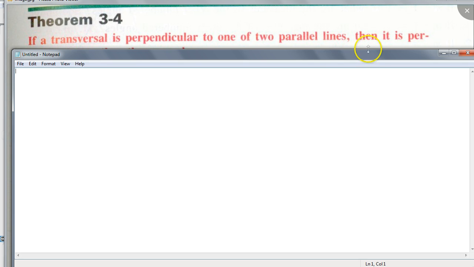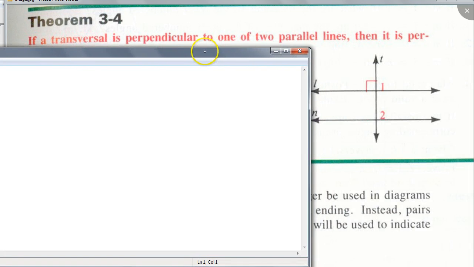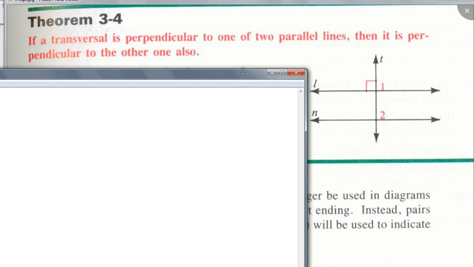Let me give you a hint. Here's a picture. So what they're saying is, you've got a transversal which is perpendicular to one of the two parallel lines. So in other words, L and N are parallel, right? You've got a transversal. If this T is perpendicular to L, what can you tell me about T in terms of T and N? Yes, it's perpendicular to the other one, exactly. So if a transversal is perpendicular to one of the two parallel lines, then it is perpendicular to the other one.